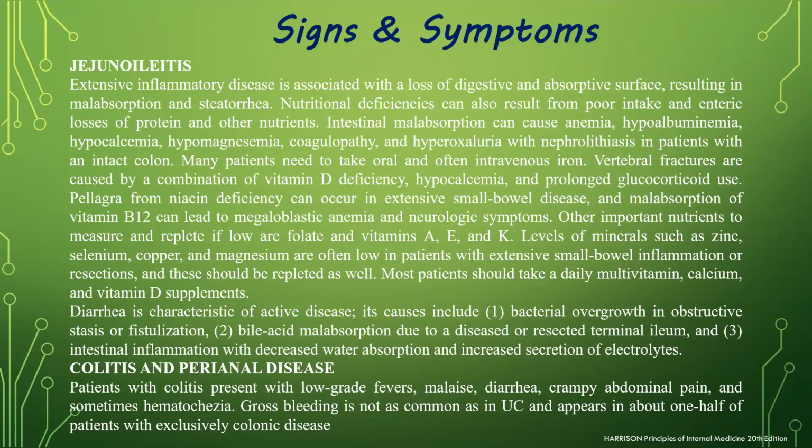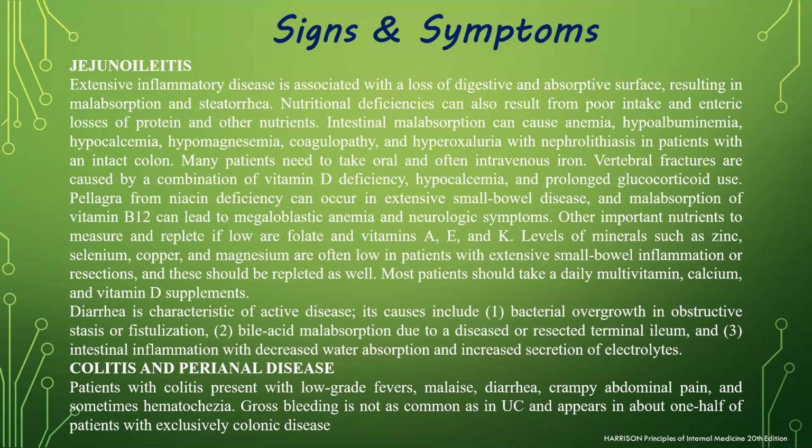Many patients need to take oral and often intravenous iron. Vertebral fractures are caused by a combination of vitamin D deficiency, hypocalcemia, and prolonged glucocorticoid use. Pellagra from niacin deficiency can occur in extensive small bowel disease, and malabsorption of vitamin B12 can lead to megaloblastic anemia and neurological symptoms.